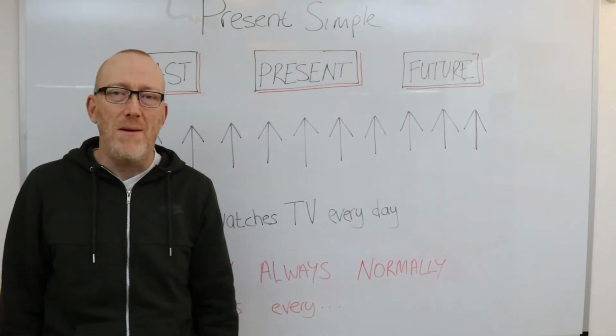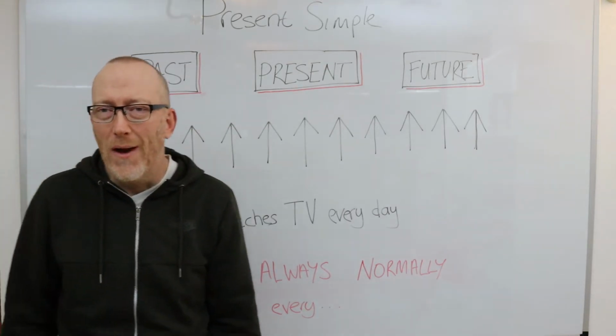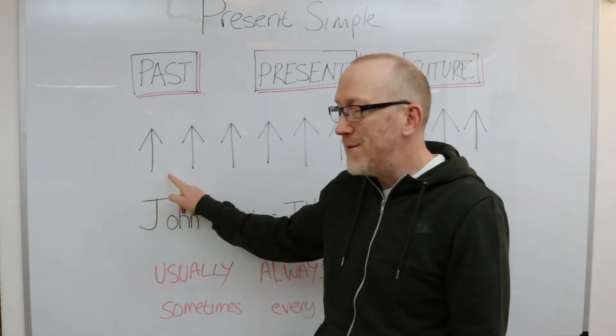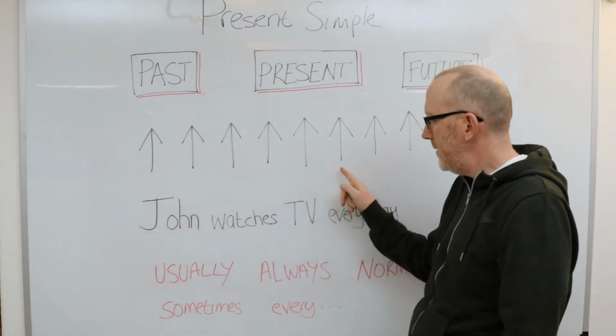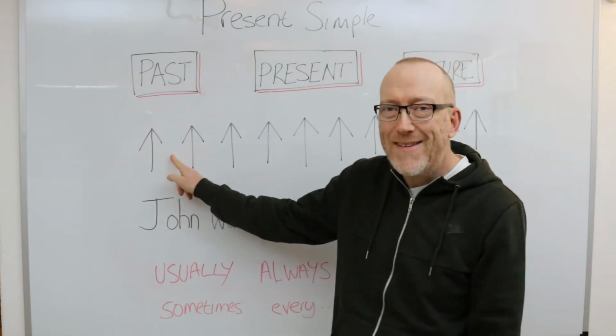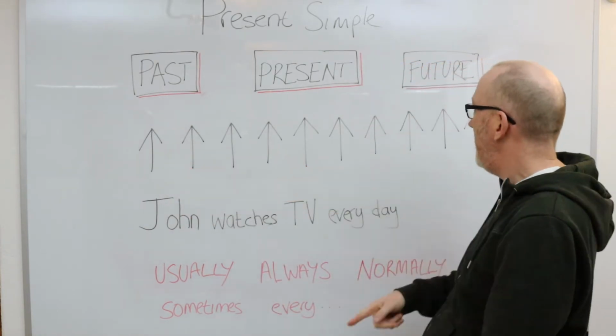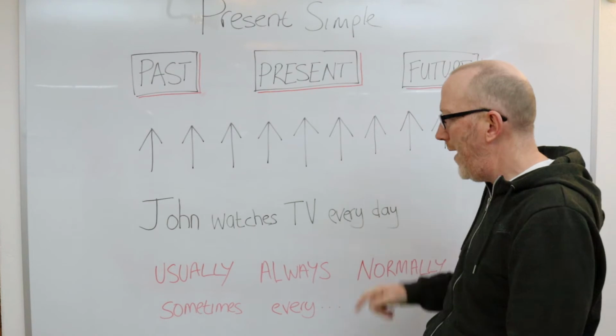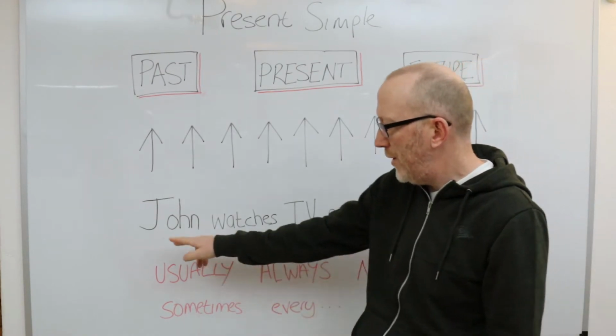How do we use the present simple and why? You can see there are lots of arrows on the board. These arrows are pointing to the past, these arrows are pointing to the present, and these arrows are pointing to the future as well. So let's just have a look at the sentence.